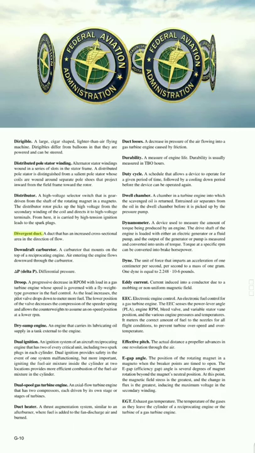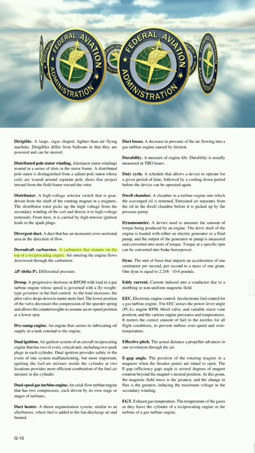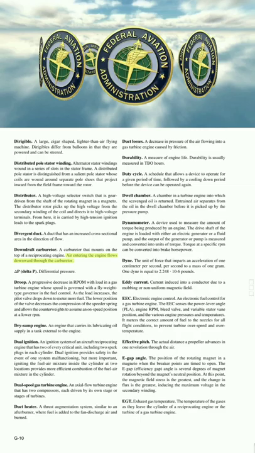Divergent duct. A duct that has an increased cross-sectional area in the direction of flow. Downdraft carburetor. A carburetor that mounts on the top of a reciprocating engine. Air entering the engine flows downward through the carburetor.